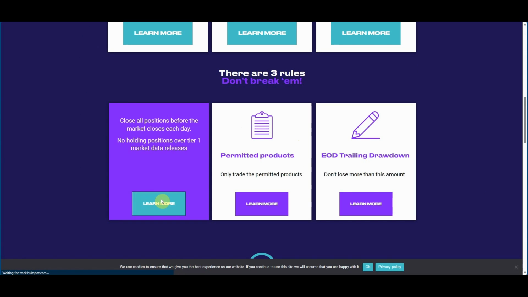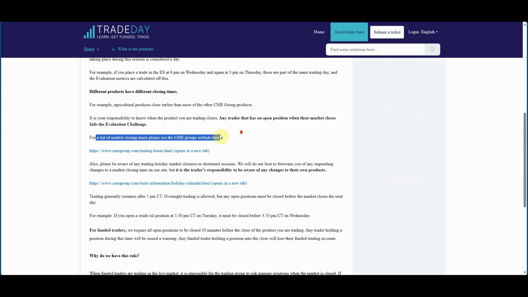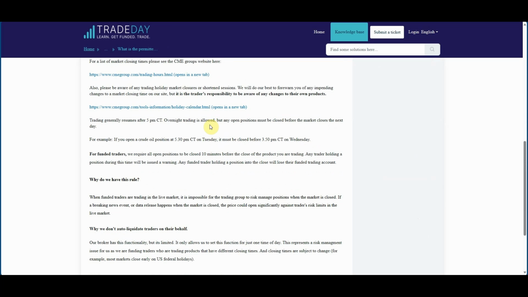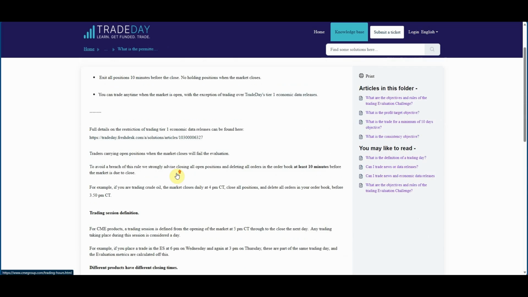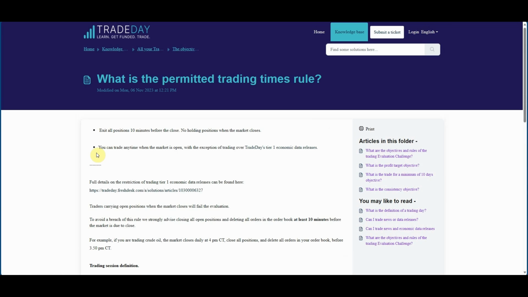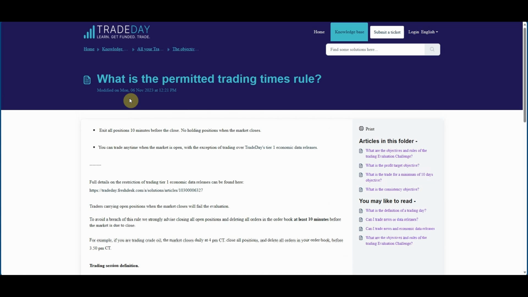Just going to go into the holding positions section. So exit all positions 10 minutes before the close. You don't want to hold it over the market close. For a list of closing times on the CME groups, you can click on the link. So it does give you information on how to find the trading times. If you know your markets though, you really should have a good idea of the opens and close in particular. That's definitely really an important one, but you should realistically already have a pretty good idea of the open and close times for your market that you're going to trade.